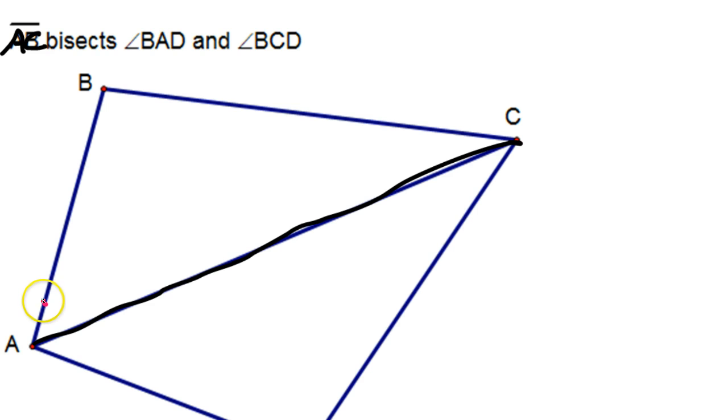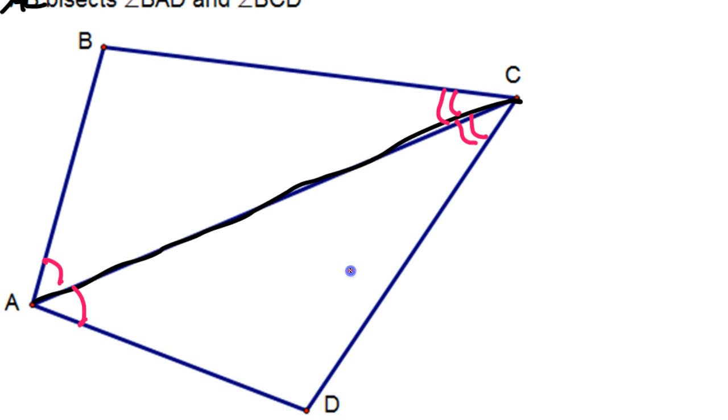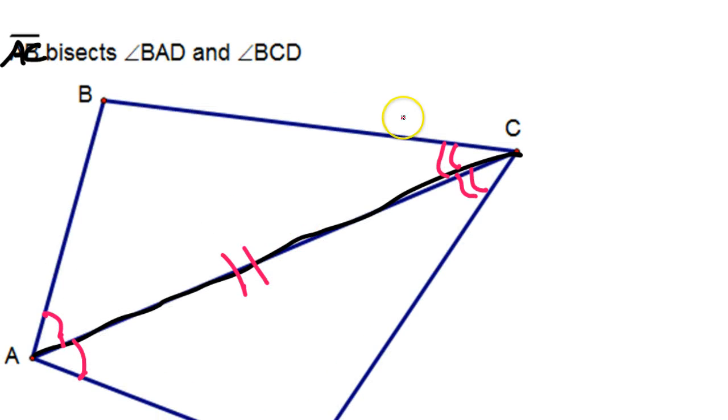If it bisects, that means that these two angles are congruent. All right, it's cutting it in half. And these two angles are also congruent. Okay, and then we've got the shared side between them. So these triangles would be congruent by angle, side, angle.